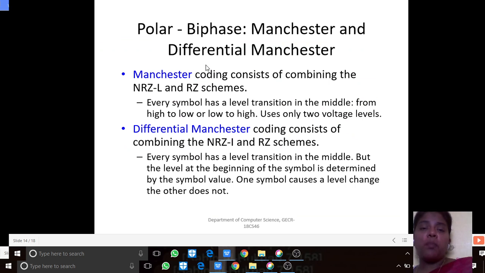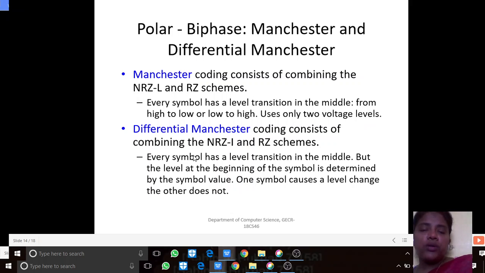What is polar biphase? Manchester. In this you have Manchester and differential Manchester. Manchester coding consists of combining the NRZ-L and RZ schemes. So what is that? NRZ level. Every symbol has a level transition in the middle, from high to low or low to high. It uses only two voltage levels.